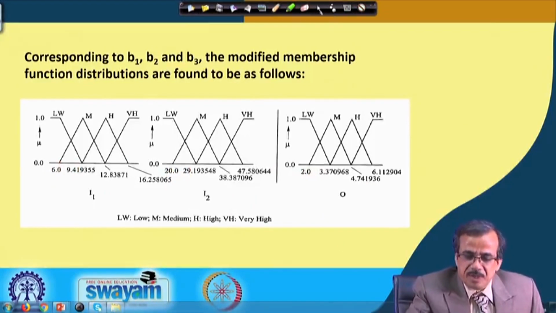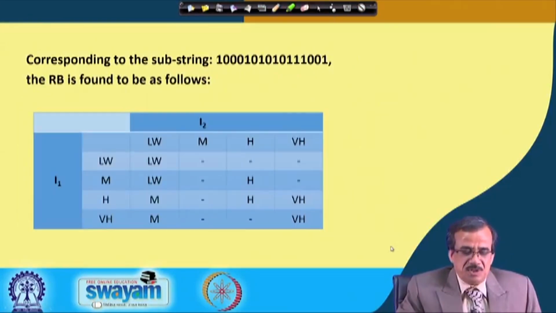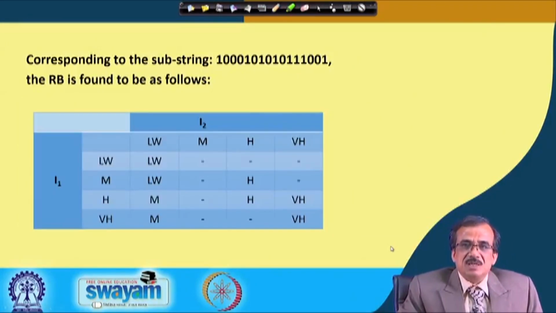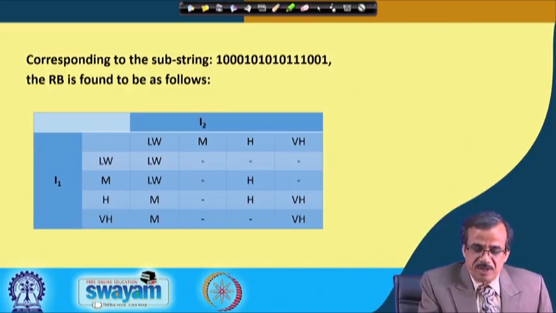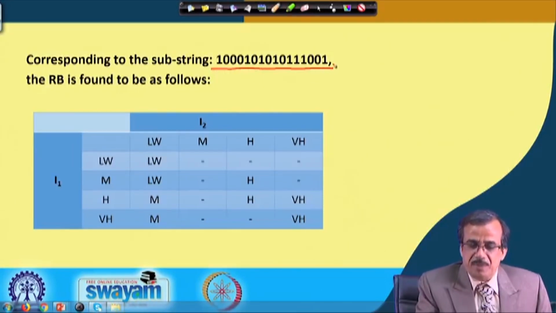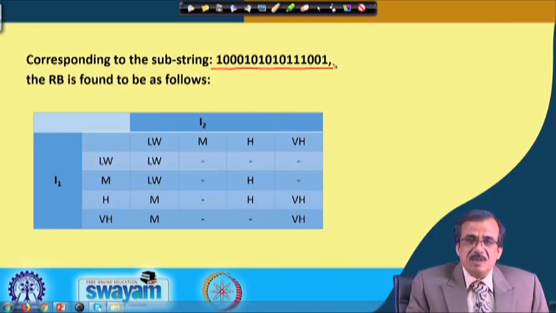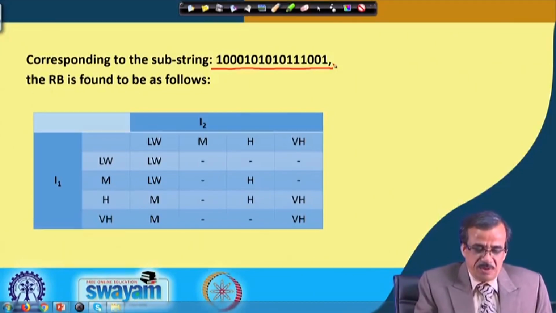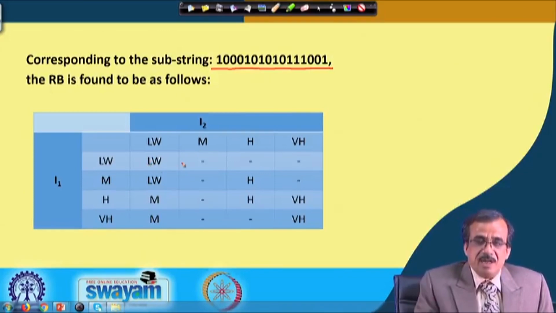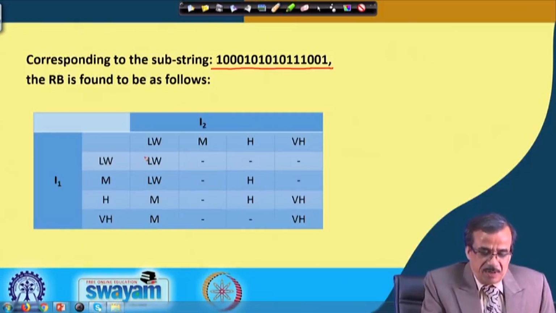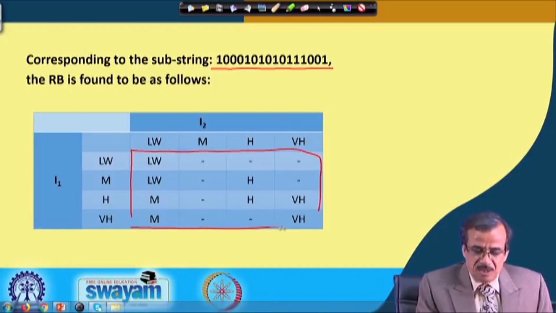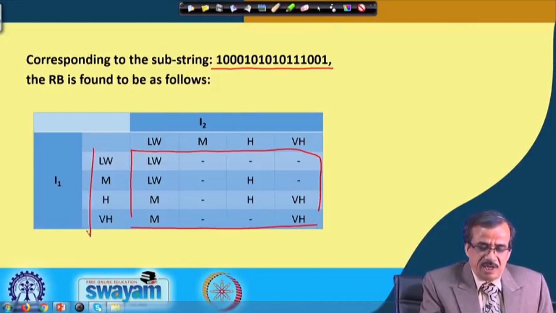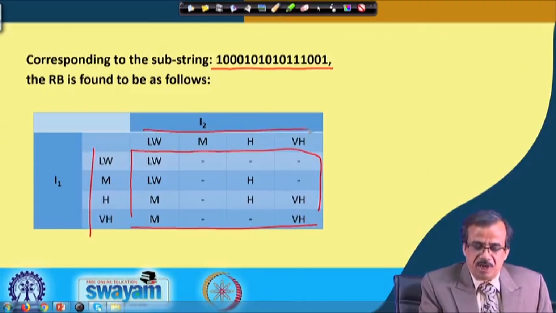Once you have got the modified membership function distribution, we are going to discuss how to select the good rules with the help of the GA string. Supposing that these 16 GA bits lying on the first GA string are going to represent the presence and the absence of the rule. This I have already discussed, and this represents the output of the rules. So, I1 has 4 linguistic terms, I2 has 4 linguistic terms.